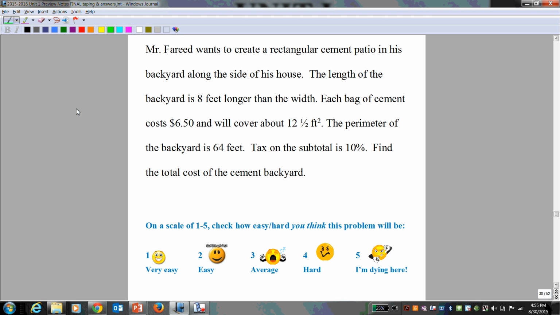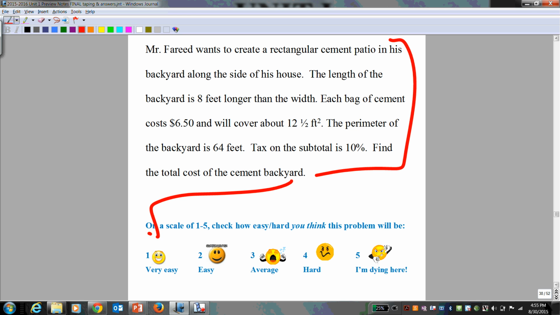Now, I don't actually want you solving it this moment, but I want you to give me your first gut reaction. As I read this, emotionally, how hard does this problem feel to you? Does it feel like it's going to be a very, very easy problem? Or is it going to feel like, oh, on a scale of 1 to 5, I'm dying here? I'd like you to circle your first emotional gut reaction. How hard do you think this is going to be?